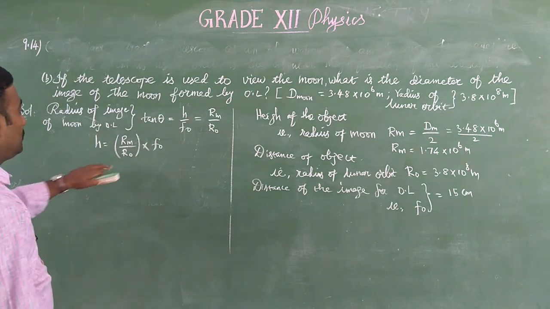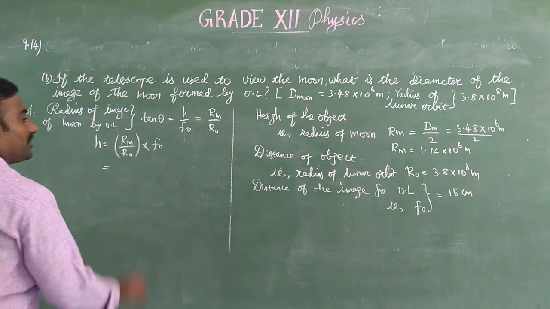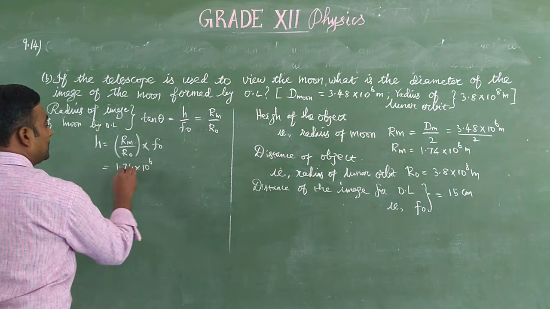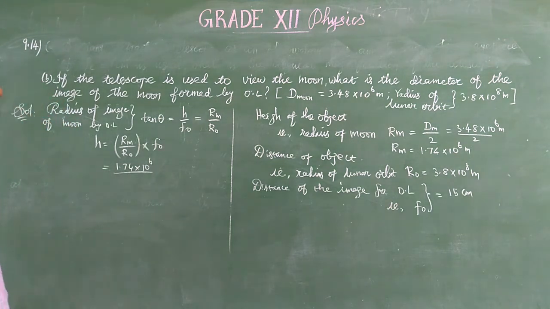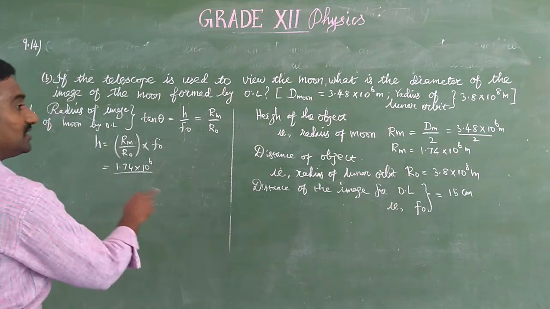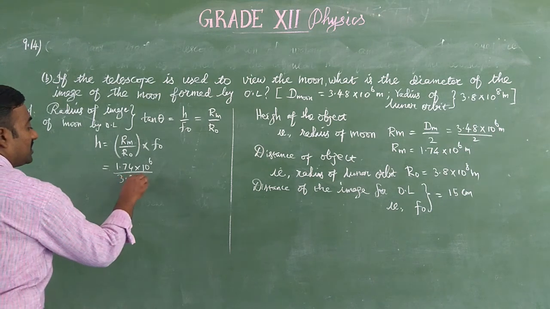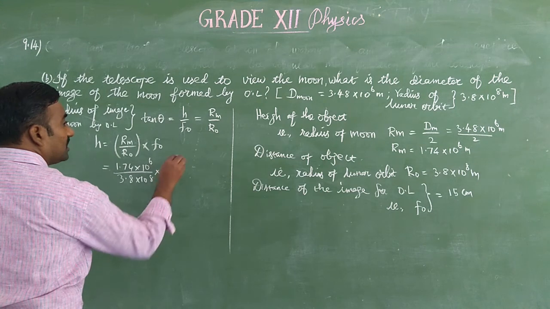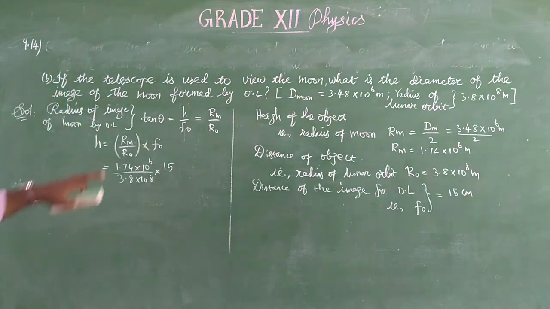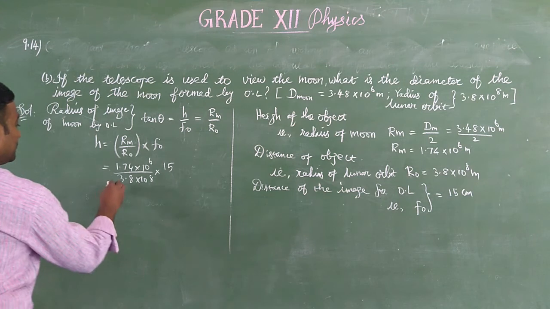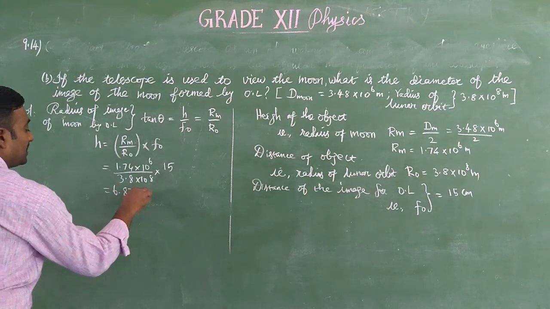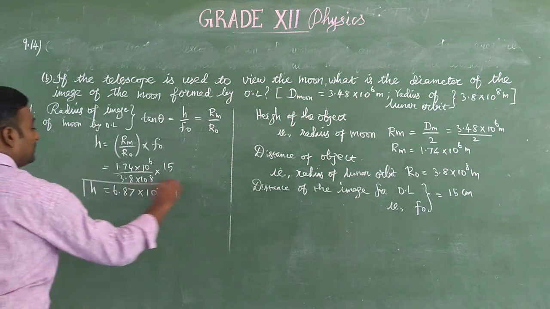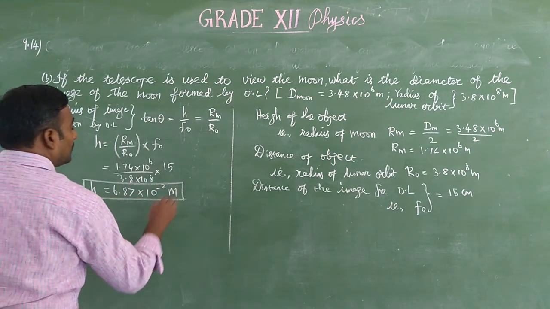What is the radius of the moon? That is 1.74 into 10 to the power 6 meter divided by, what is the radius of lunar orbit? It is 3.8 into 10 to the power 8, into the focal length. What is the focal length? 15. So after simplification of all this, we'll get 6.87 into 10 to the power minus 2 meter. So this is the height of the image of the moon that we have found.